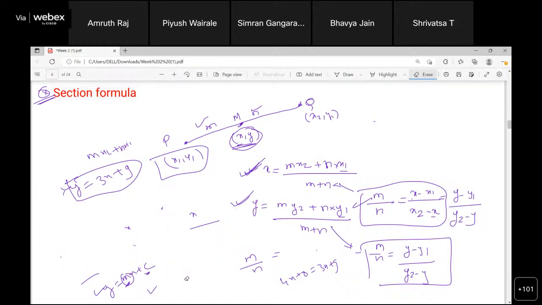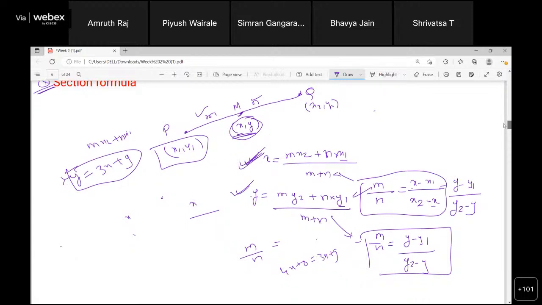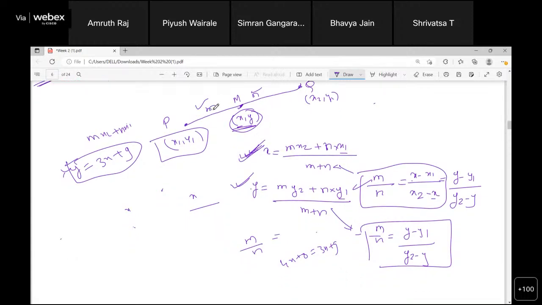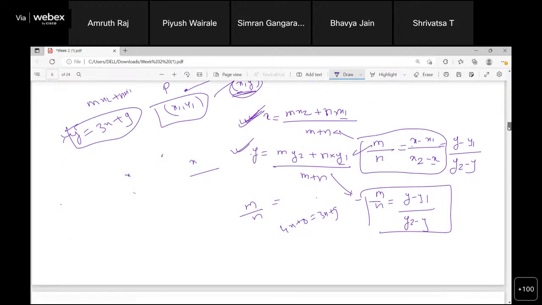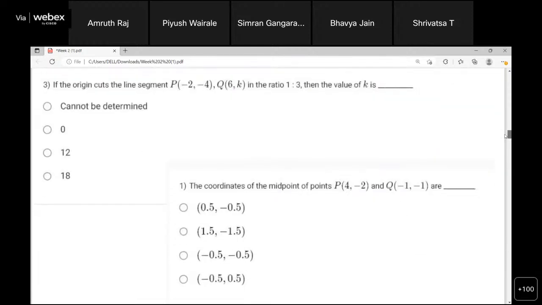If you are given these 3 coordinates, you should be able to find the ratio of m is to n, or any one unknown of it. Just remember these two formulas. Instead of remembering, just think: if m is to n, then m into x2, just like cross, right? So this will be a better way. Just solve this question.